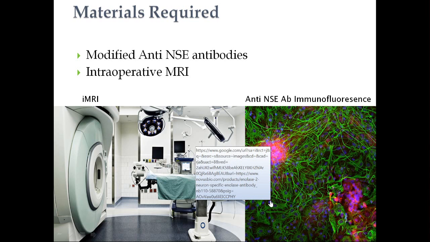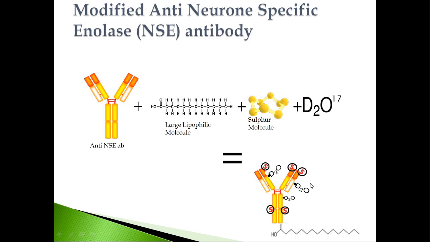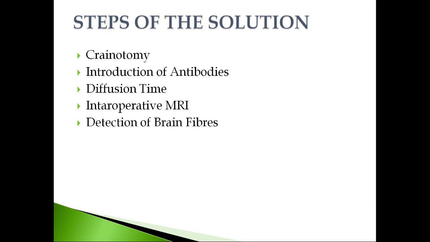As shown in the figure, the anti-NSE antibody shows immunofluorescence, and the nerve fiber tracts can be visualized so clearly, and hence we can do this also on the MRI. Thus, the following objectives can be achieved by this method. The cerebral tissue can be easily differentiated from the tumor tissue as the antibody is specifically taken up by the neurons. The nerve fiber tracts can be easily detected as the antibodies easily and specifically stain them.